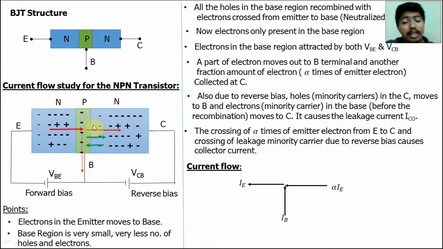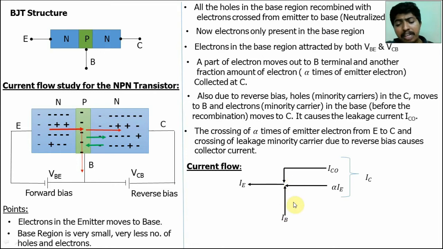Then minority carrier. Due to the minority carrier, the holes in the collector move to the base side, and the electrons in the base side, minority carrier, move to the collector. So the current flow will be here. Current flow is always in the same direction as that of holes and opposite to that of electrons. This is the current flow. The combined current of the leakage current and the alpha times of electron movement is called IC, collector current.